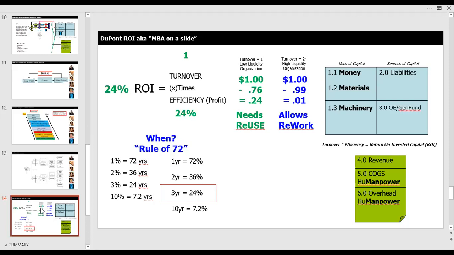Why? Because you're so liquid. You have so much cash moving through your system. And this is what's interesting: a lot of analysts and a lot of companies don't really understand the relationship between the balance sheet and the income statement. They're not mutually exclusive. They're actually tied together with this formula. The output of your balance sheet is turnover, and the output of your income statement is efficiency. Those two are multiplied together to give you DuPont ROI.